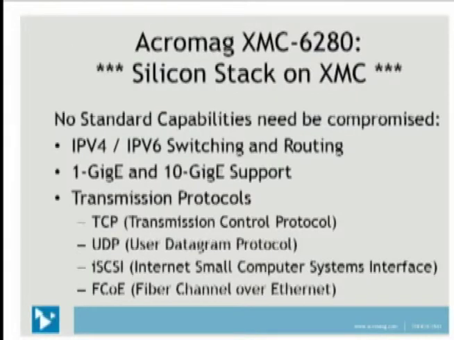Well, this is the reason that Acromag came up with, and we developed something called the XMC-6280. It's an ASIC, a silicon stack on an XMC module. And no standard capabilities need to be compromised. You have a lot of additional capabilities that you would even have to write code for if you were to do this in software. For instance, we have IPv4 and IPv6 switching and routing. You can support 1 gigabit and 10 gigabit. And the transmission protocols are TCP, UDP, iSCSI, and Fibre Channel over Ethernet.